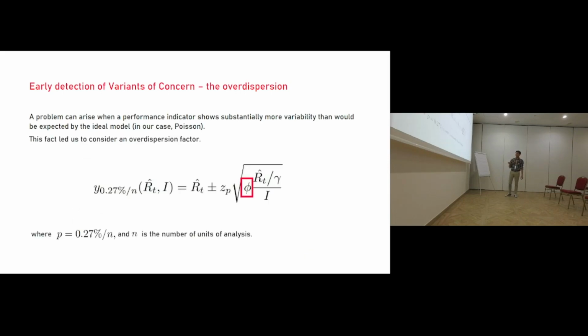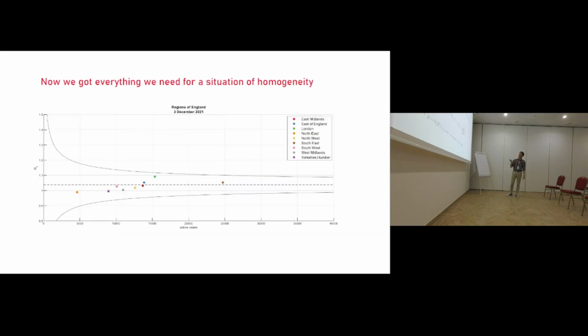In our case, all these objects, that is the variance of our y, of our indicator, have been estimated starting from the data at disposal. Okay, now we've got everything we need for a situation of homogeneity. By starting only with the new positives data, we can construct this plot.